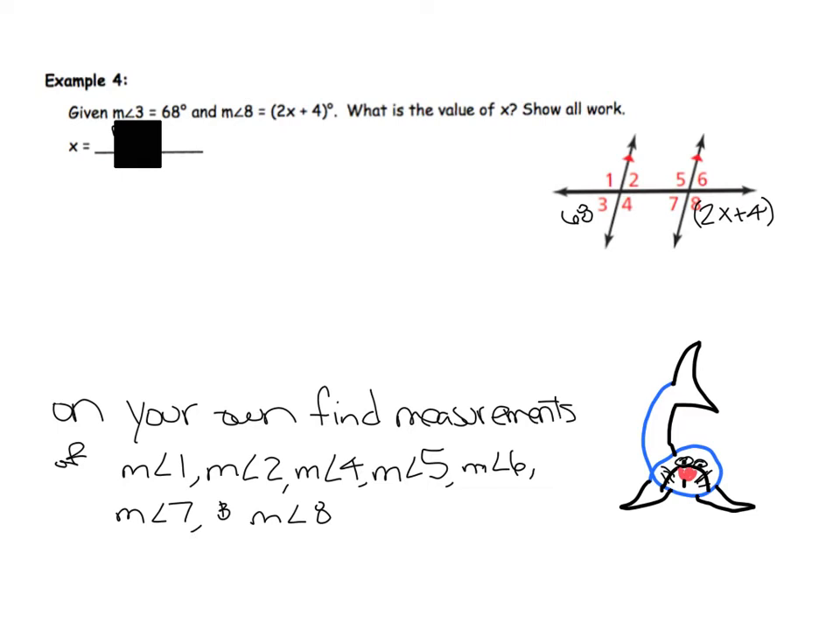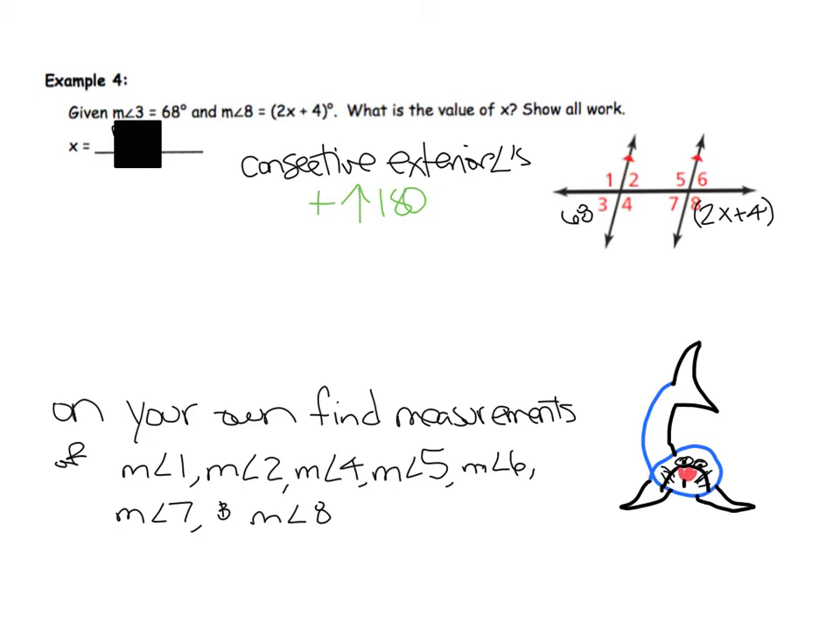All right, given the measurement of angle 3 at 68 degrees, and as I wrote it in already, angle 3 is 68 degrees, and the measurement of angle 8 is 2x plus 4, what is the value of x? Show all your work. All right, so figure out what relationship these two have with one another. They're on the same side, and they are outside the parallel lines. So what theorem is that? Hopefully you're saying consecutive exterior angles, okay? Same side, exterior angles. And remember, consecutive, aka same side, means that they're supplementary, so they add up to 180 degrees.